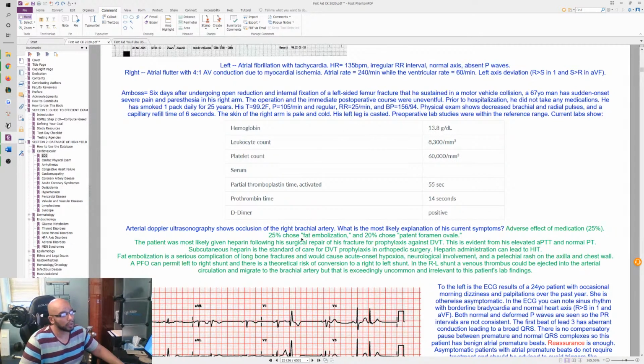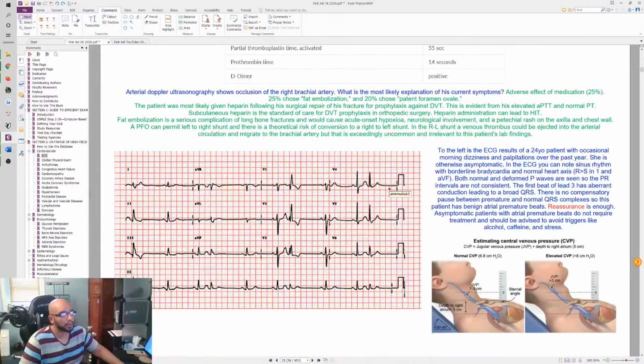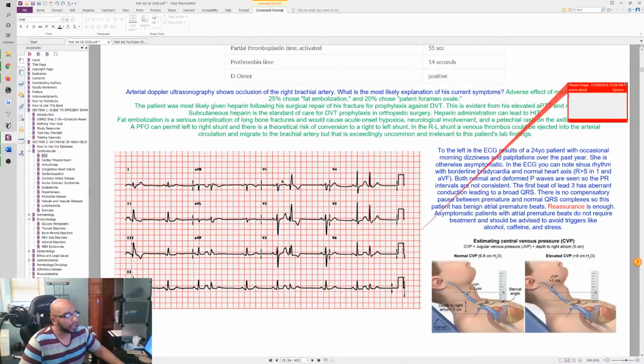And then, of course, this should be on your mind too. The fat embolization should be on your mind with the patient going through surgery, after a long bone fracture in the leg, because that does happen. Last thing here is this ECG.